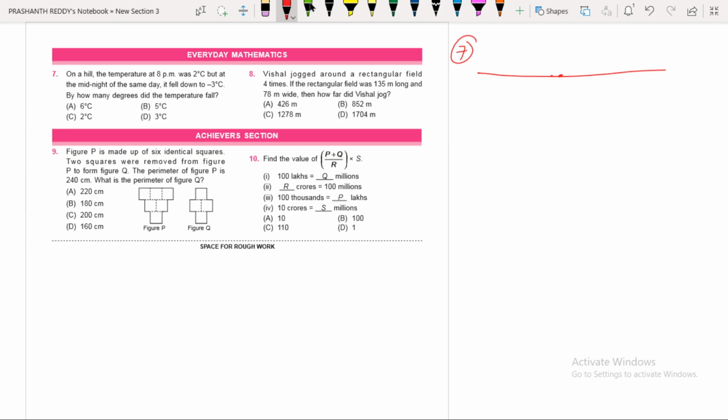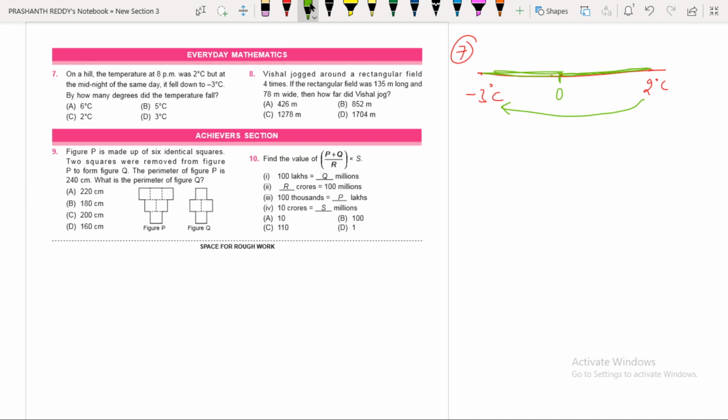On the hill, the temperature at 8 p.m. is 2 degrees Celsius. At midnight of the same day, it fell down to minus 3 degrees Celsius. When I am moving to the left side, the value will be decreasing. The question is by how many degrees did the temperature fall? You have to find how much the temperature declined from 2 degrees Celsius to minus 3 degrees Celsius. On the number line, here is 0. From here to here, you are getting 2 degrees Celsius. From here to here, you are getting 3 degrees Celsius, of course minus 3.